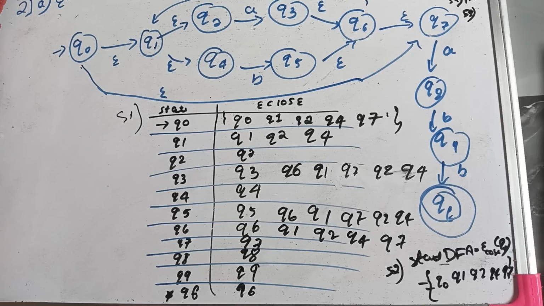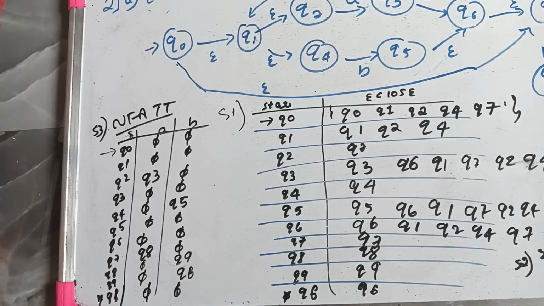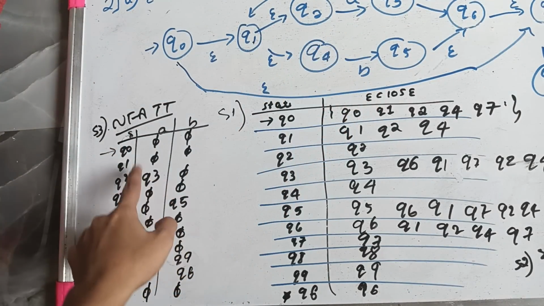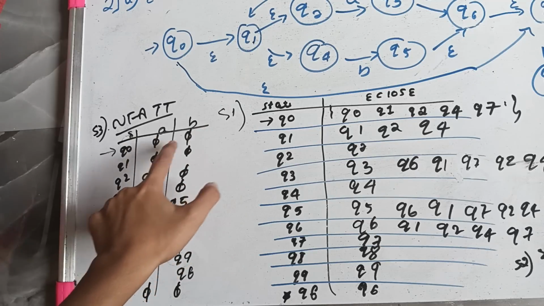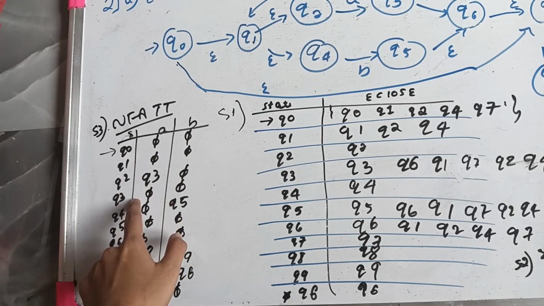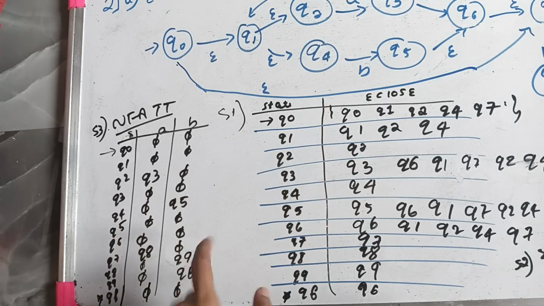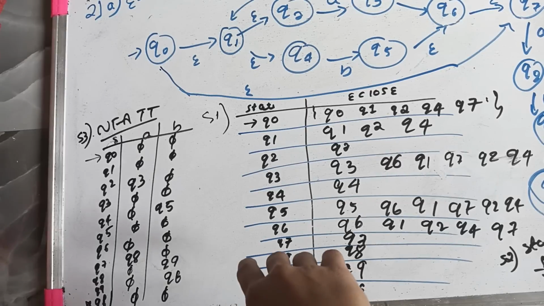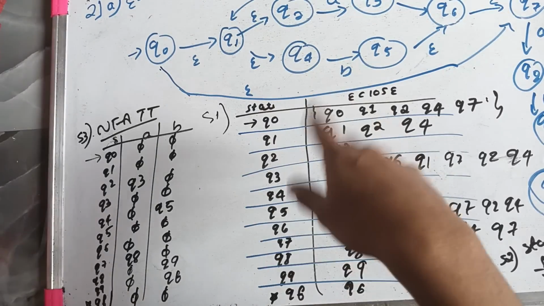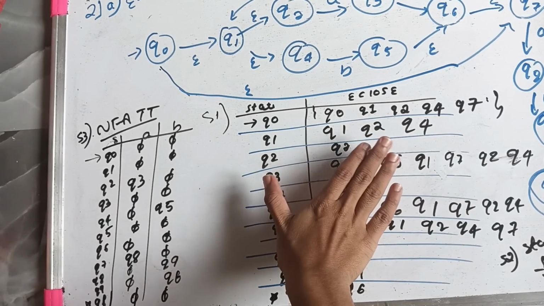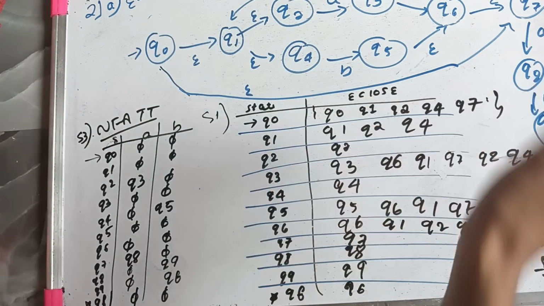Next, in step 3 we need to write the NFA transition table. NFA transition table means check this diagram and write where A and B go. For q naught there is no A or B transition, for q2 here there is a transition, and for q4, B goes to q5. In the same way, complete this table. In the next step we need to write the DFA transition table, so I require more space. To write the DFA transition table I need this step only, so I erase all and keep it aside, okay.